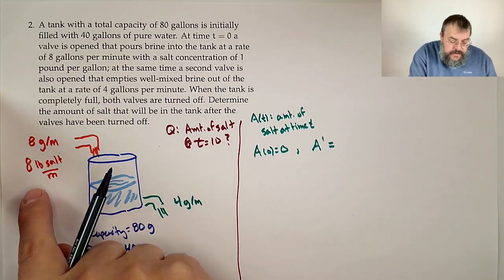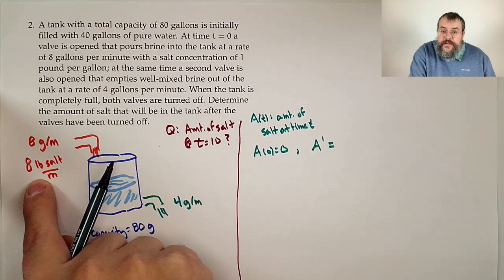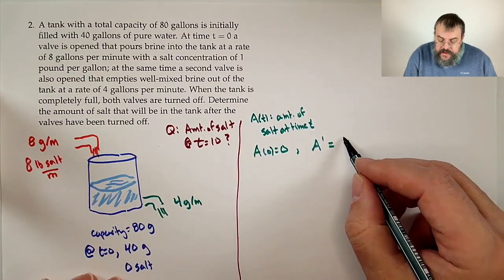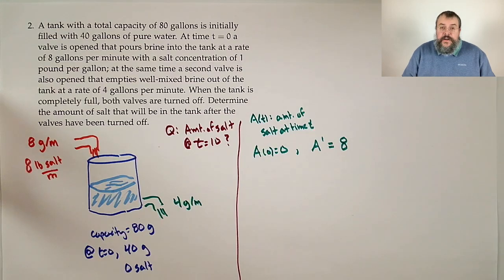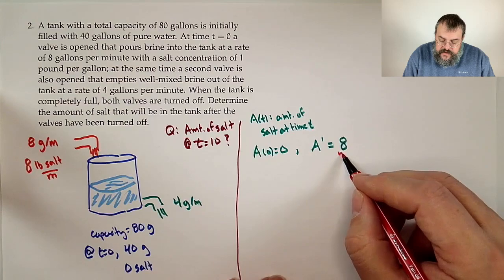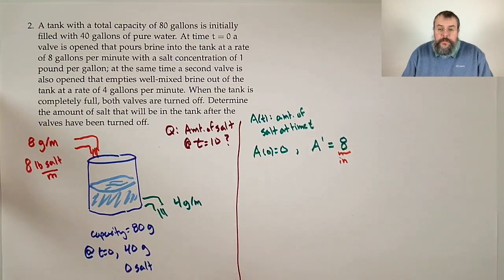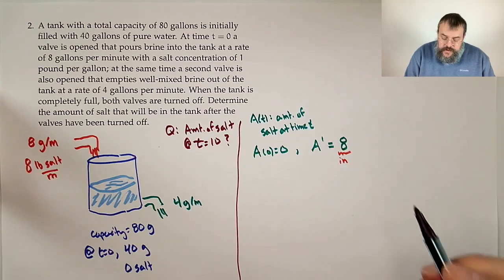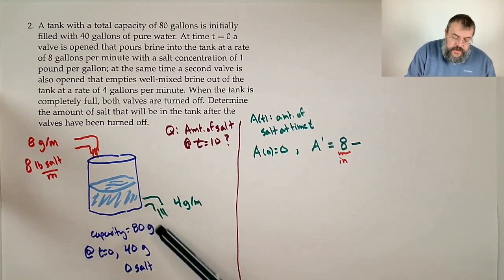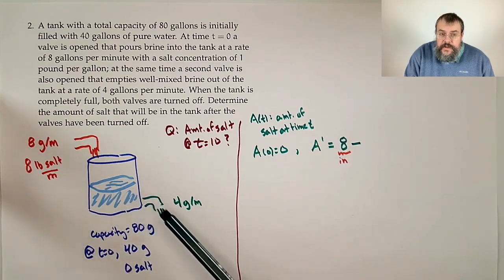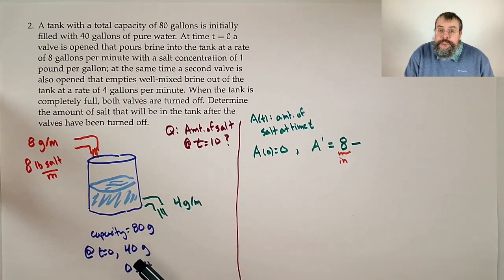Well, we know how it comes in. It comes in at a nice steady flow, so it comes in at a constant rate of 8. All right, so that's our in. In other words, that's how salt gets added, so of course, we add it. Now, how does salt get removed? In other words, subtract. Well, it gets removed out of this other valve.